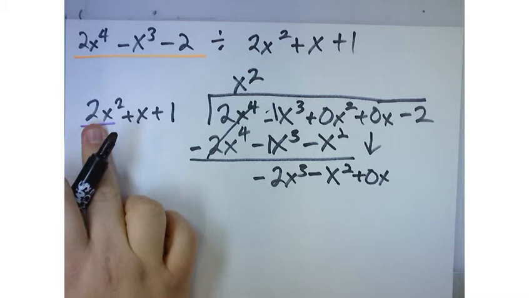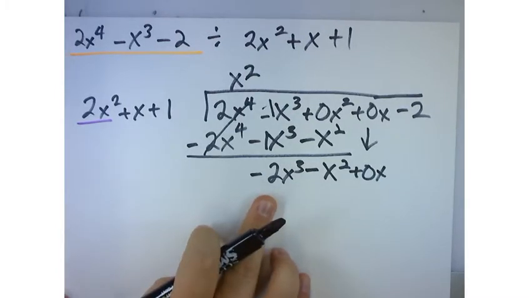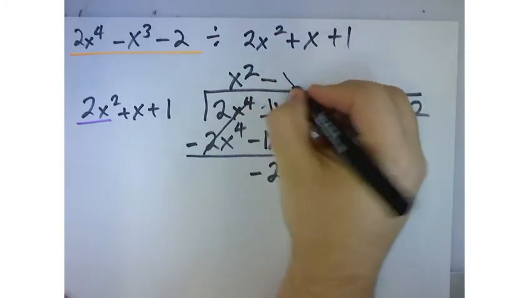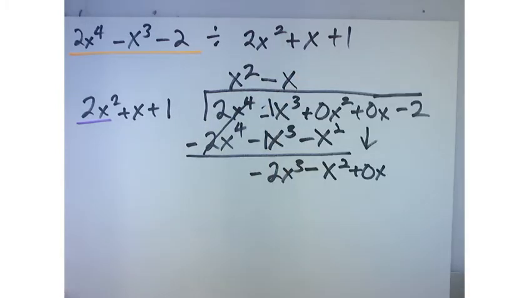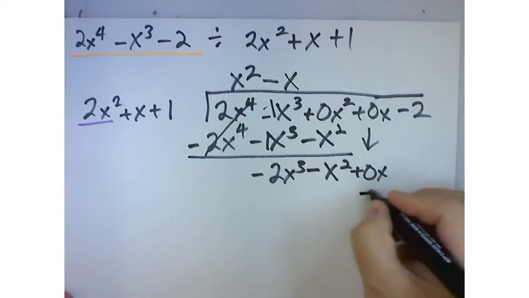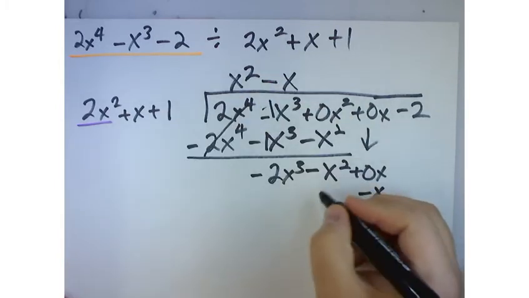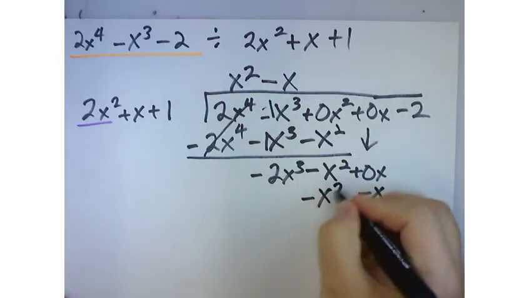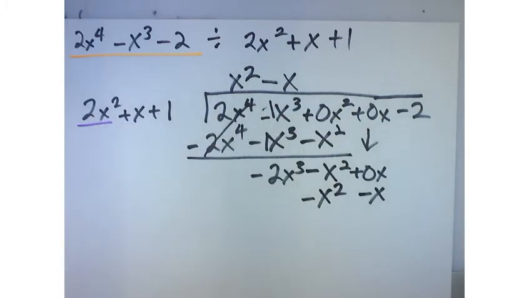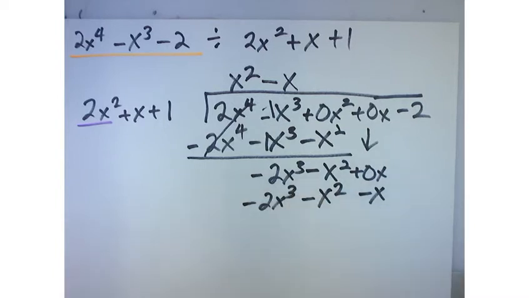What do I multiply 2x squared by to get negative 2x cubed? Negative 1x. Is that right? So now what's negative 1x times 1? Negative x. What is negative x times x? Negative x squared. What is negative x times 2x squared? Negative 2x cubed. Now at this point, what did I do?